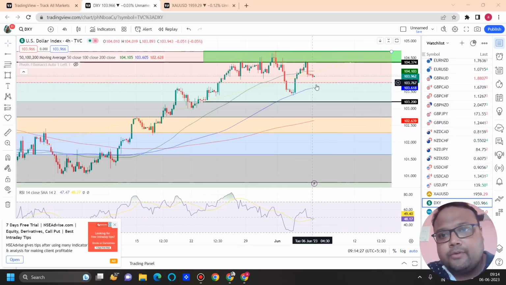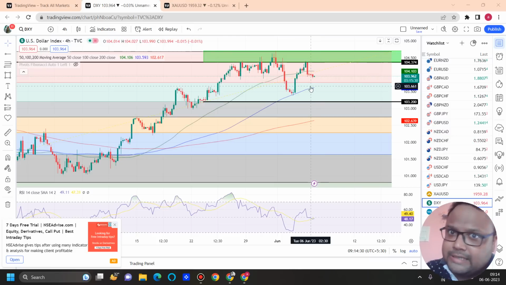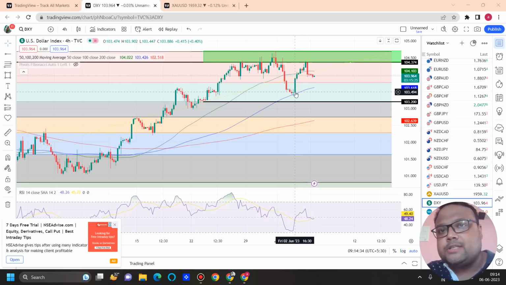If the market takes support around the 100 moving average and bounces, then it's a good sign. But if the market breaks the previous low here, then yes, it is a sign that the market is losing momentum. The buyers in the market are losing strength. So be careful, and the next low of DXY will be very important.